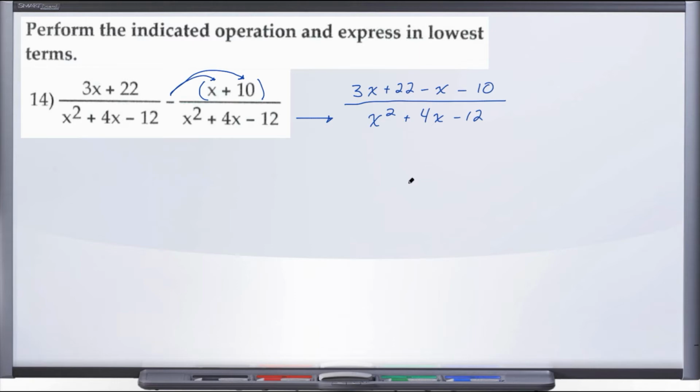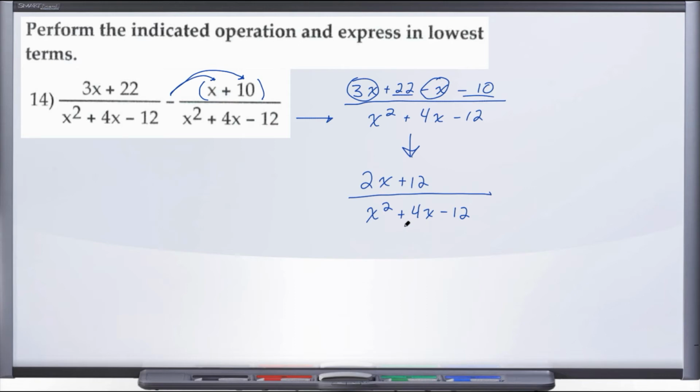Now we can go ahead and look in our numerator, see if anything combines, and I see a couple things that combine. So let's go ahead and take a look. So we have 3x and a minus x. Well, 3x minus x, that gives us 2x. And we have a positive 22 minus 10. Well, that gives us a plus 12, doesn't it? Over the common denominator, x squared plus 4x minus 12. Right, we just went down here.